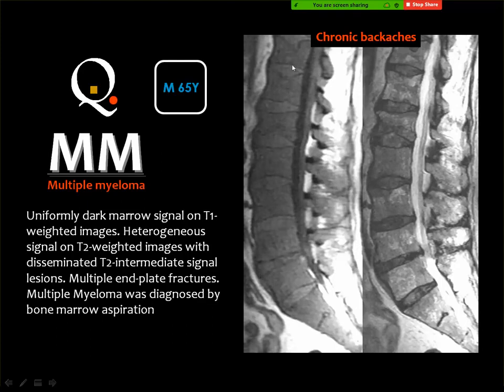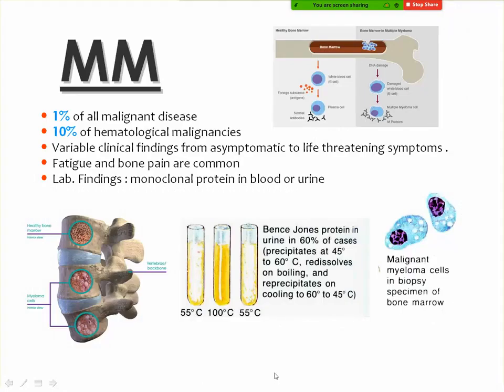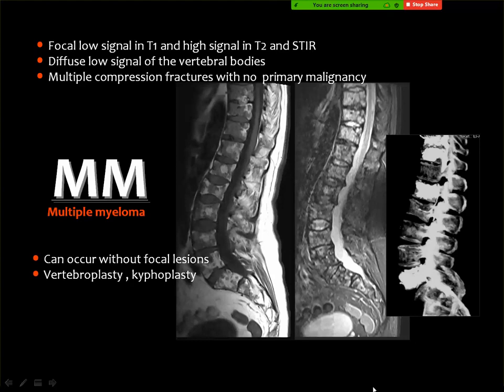But if you see that the lesions are well appreciated in the T1, but not well appreciated in the T2, think of metastasis. If you see that the bone marrow is diffusely black in the T1 and T2 weighted image, think of myelofibrosis. And you know that myeloma represents 1% of all malignant diseases, 10% of all hematologic diseases, and there are many tests, including the Bence Jones proteins in urine, to diagnose multiple myeloma.